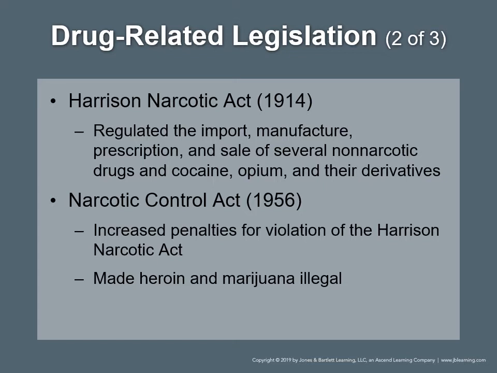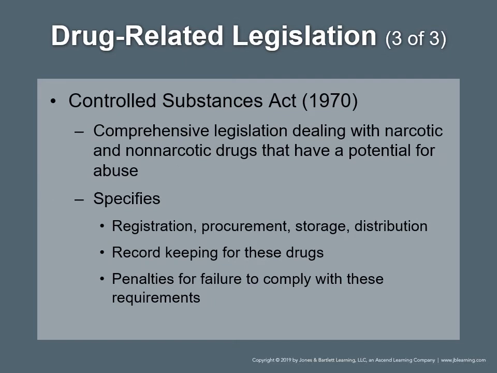The Controlled Substance Act of 1970. It's comprehensive legislation dealing with narcotic and non-narcotic drugs that have a potential for abuse. Specifies requirements for registration, procurement, storage, distribution, record keeping for these drugs, and penalties for failure to comply with these requirements. Drugs covered are classified into 5 categories or schedules according to their abuse potential.